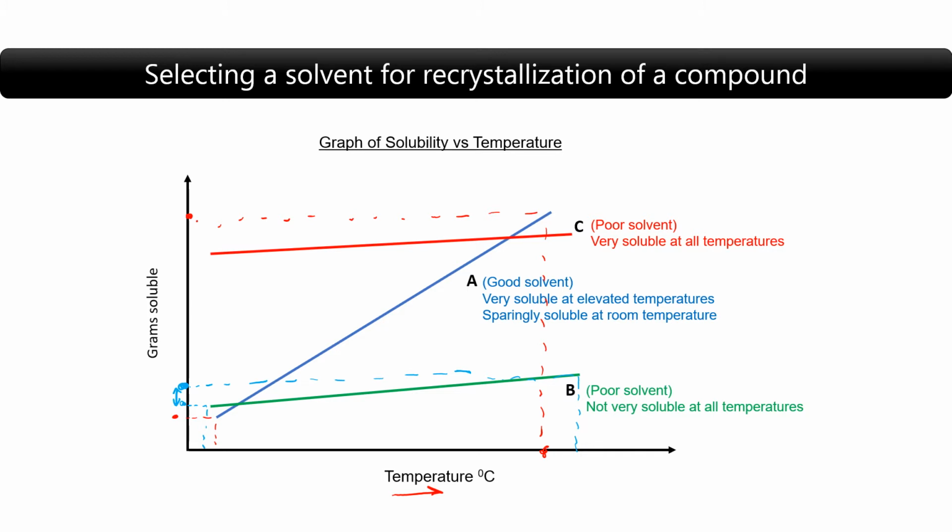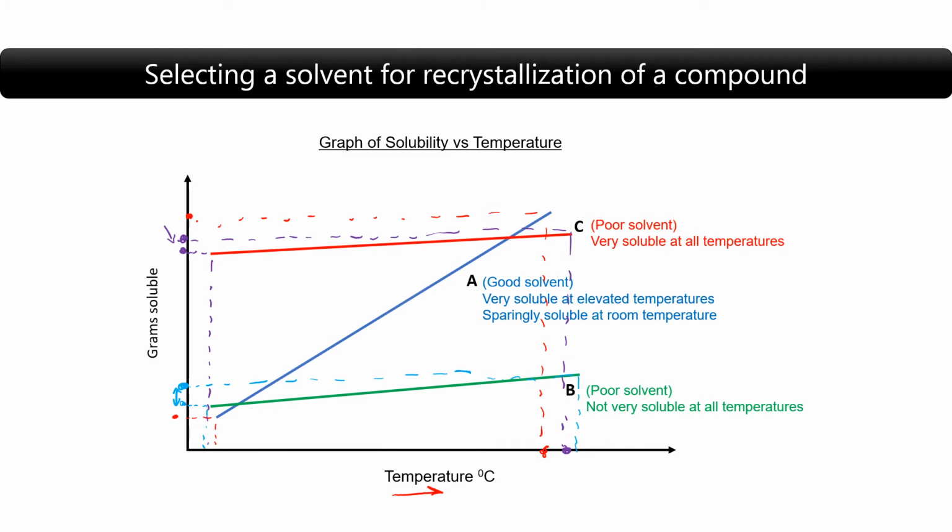If we look at the curve C, it has a very high solubility for a compound of interest at even a low temperature, and it still has a very high solubility for the compound of interest when we heat it to a higher temperature. So there is no difference in solubility at low temperature versus high temperature. That's not what we want, right?